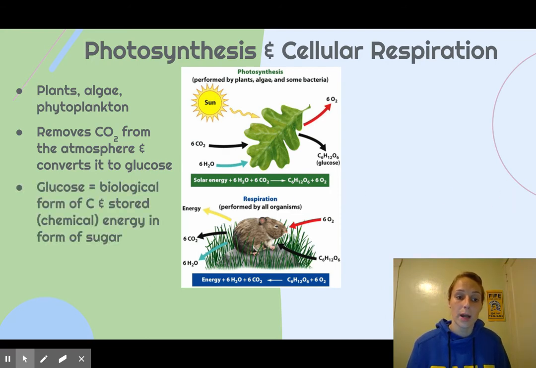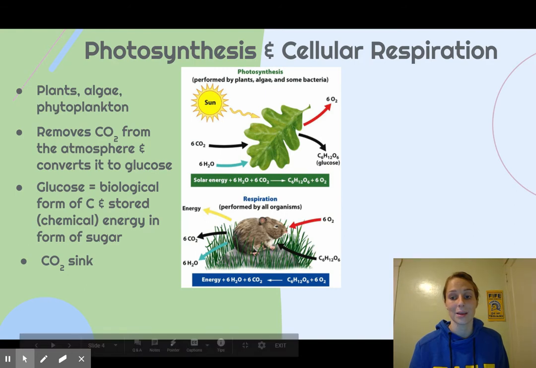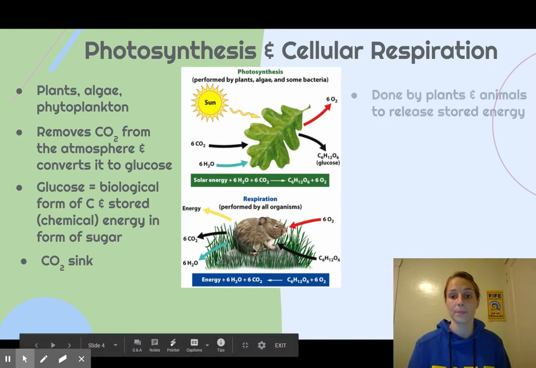Now, glucose is a biological form of carbon, and it's stored chemical energy in the form of sugar. So carbon is stored in glucose there. Any organism that does photosynthesis is considered a carbon sink because carbon's going out of the atmosphere and being put into a plant that's holding on to that carbon, and it's no longer in the atmosphere. So it's considered a sink because it's going into it.